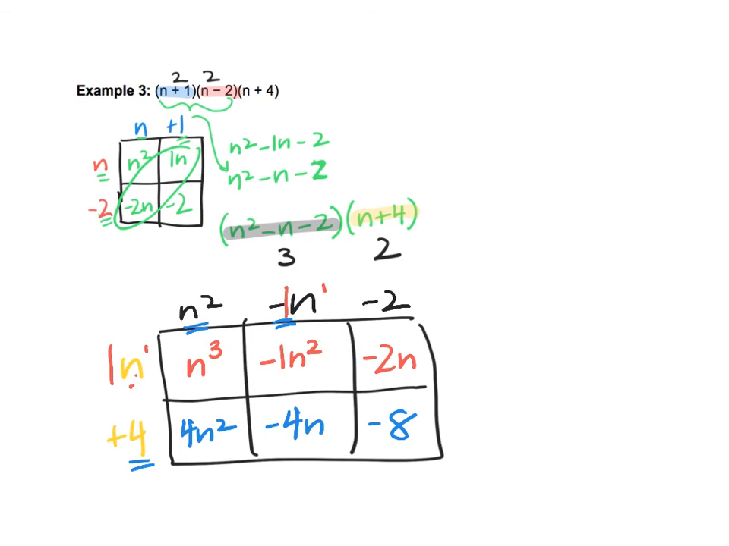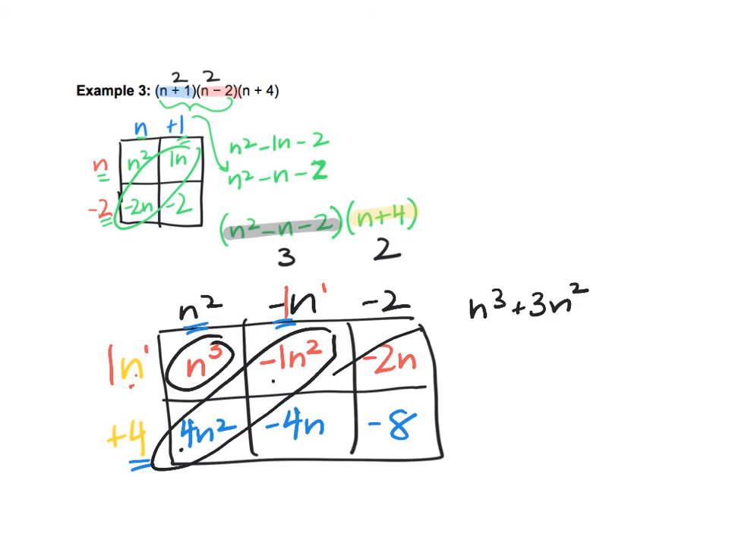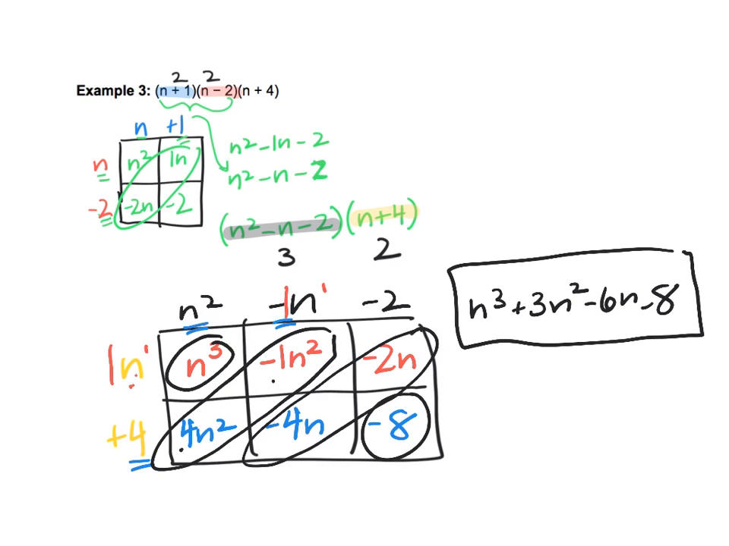So I know for sure I'm going to need n cubed. Nothing else goes with it. I notice I have 2 n squareds. So if I do 4 minus 1, I get a positive 3n squared. Remember, you're just adding those numbers out front. And then we have negative 4n minus 2n, so that's a negative 6n. And then the last thing is going to be a minus 8. And this would be my final answer: n cubed plus 3n squared minus 6n minus 8.